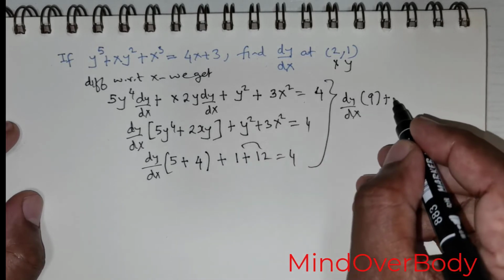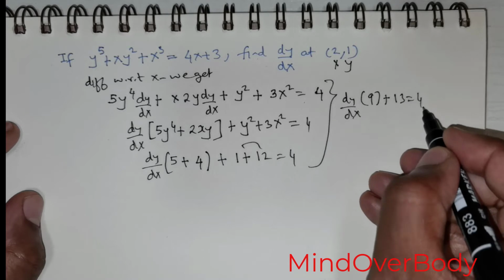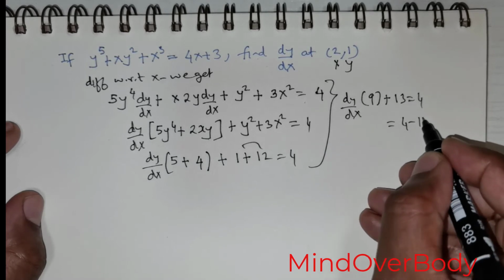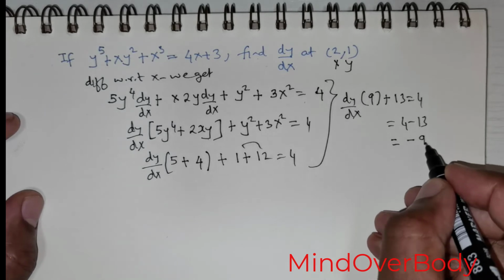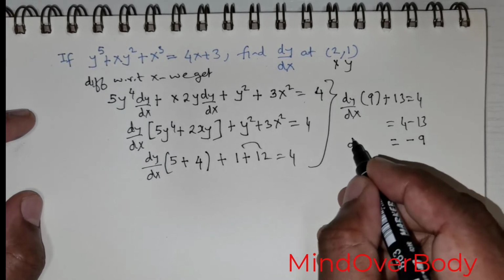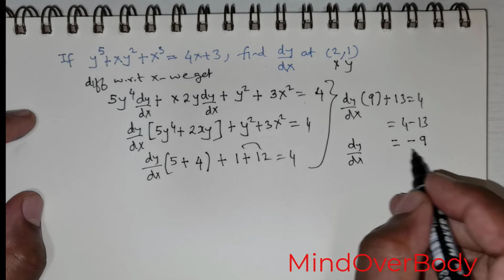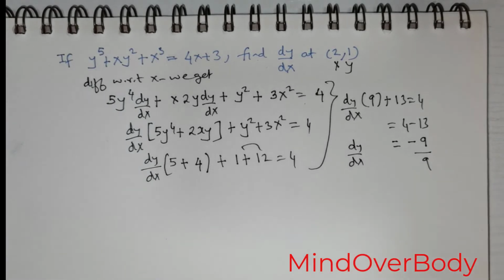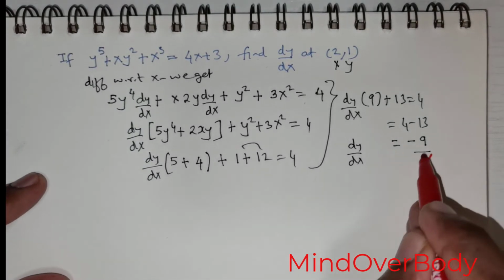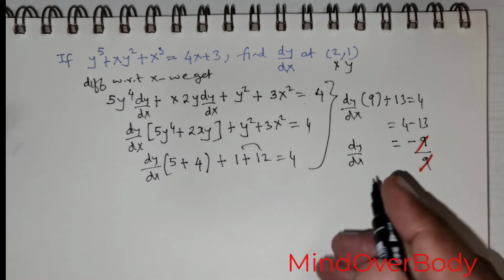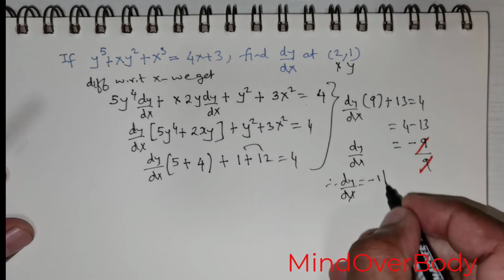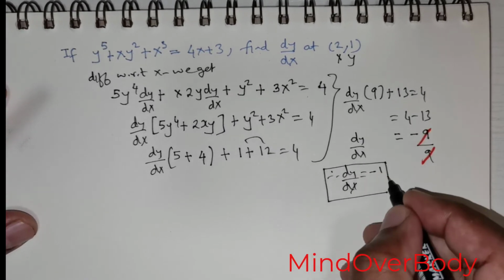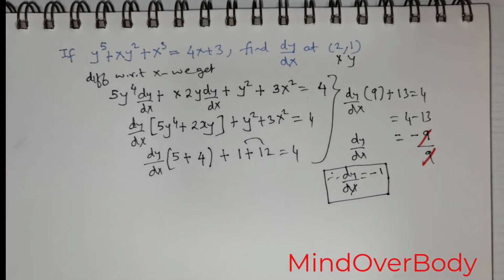I can push the 13 to the other side. So that's going to be 4 negative 13, which would give me negative 9. And I already have dy over dx with a 9. I can push the 9 down, so these two things would get cancelled. Therefore I get dy over dx is equal to negative 1. So this is the value that we have got.